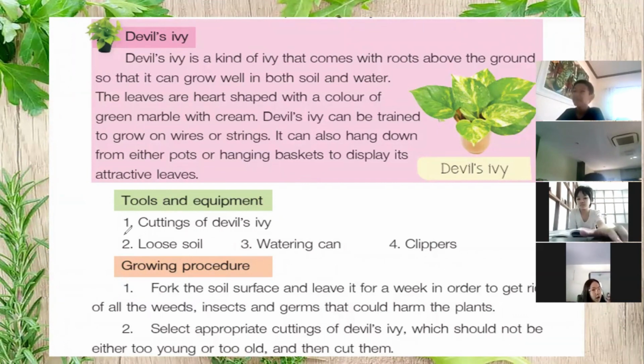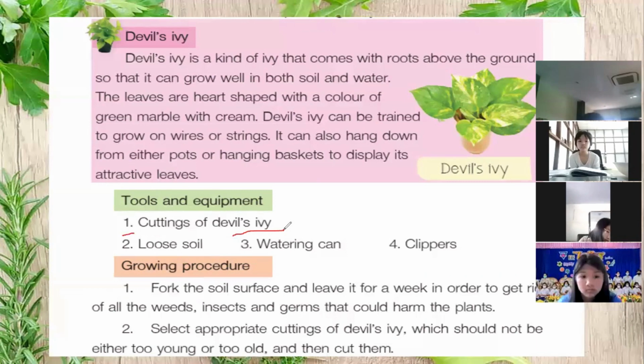To grow Devil's Ivy, you also require some tools and equipment. Number one, you require cuttings of Devil's Ivy, like the stem of the plant when you cut it, right? So you require those cuttings. Apart from that, you require loosened soil, a watering can and a clipper. The clipper we use for cutting. And if you intend to grow in the soil, you require soft soil.